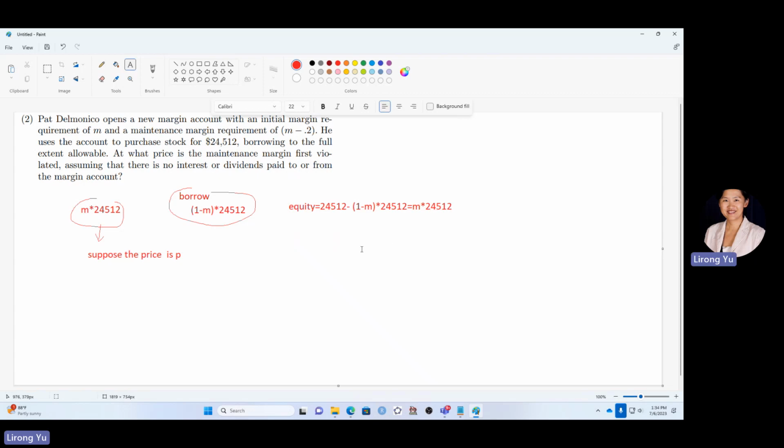So now let's look at what's going on if the price changed to P. If the price changed to P, this is your equity. Equity is the market value of your stock. The market value of your stock is now P, but you still have to worry about your borrowed money. So this is how much you borrowed. Now that's your new equity value. So your equity changes to this value.